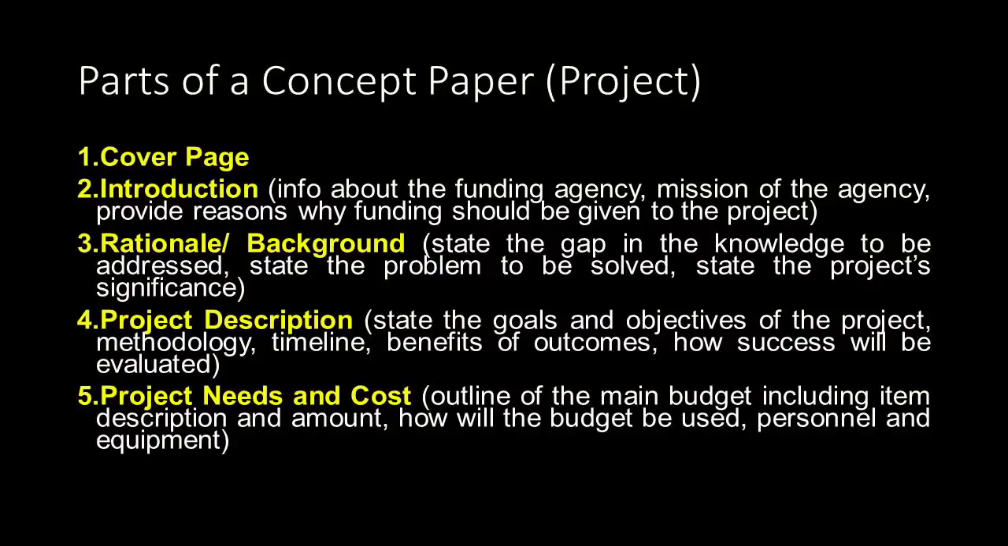Okay, so when talking about concept papers, there are two major types. First is the concept paper written for a project, and the second is a concept paper written for a research. For the concept paper under project proposals, there are 5 major parts. We have the cover page, the introduction, the rationale or the background, the project description, and the project needs and cost. Now, if you want to read the specific contents of each part, you may pause this video.